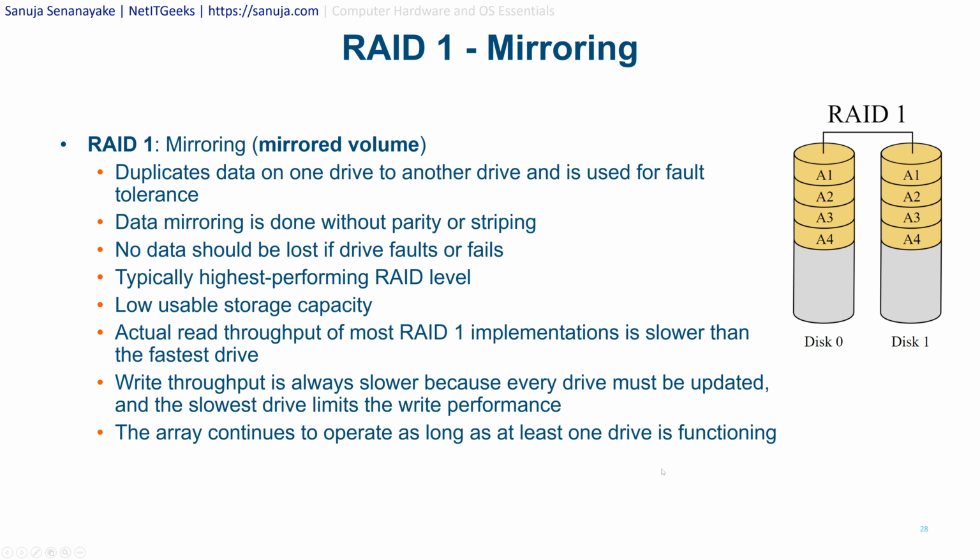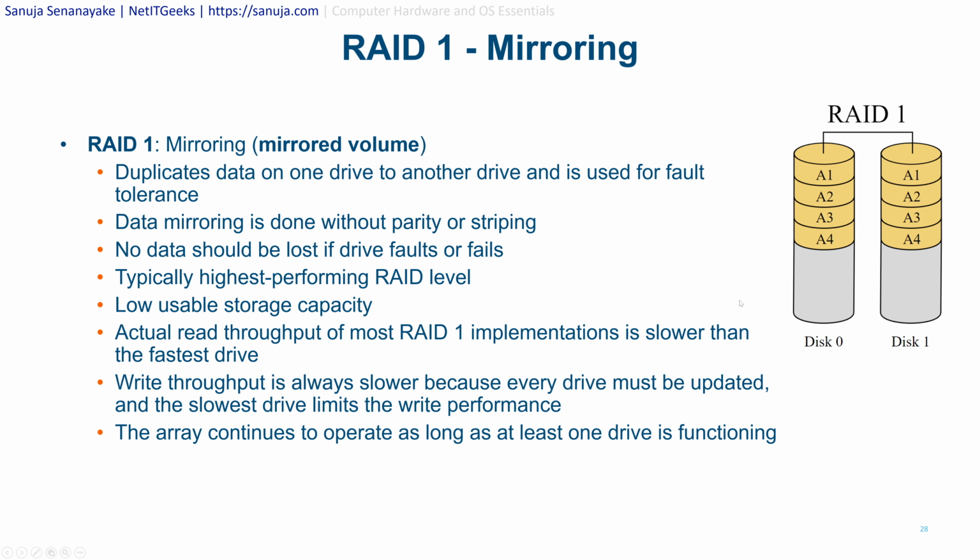The array continues to operate as long as at least one drive is functioning. So one of the key features of RAID 1 is that if I take out this hard drive, you will still be able to access all the data and the entire RAID volume will still work. You will get a warning in most RAID software saying, hey, a drive has failed, please replace the degraded drive. However, your device will still be running and you can still obtain the data and work with the data with just one drive running. And when you insert the new drive, it can rebuild it.